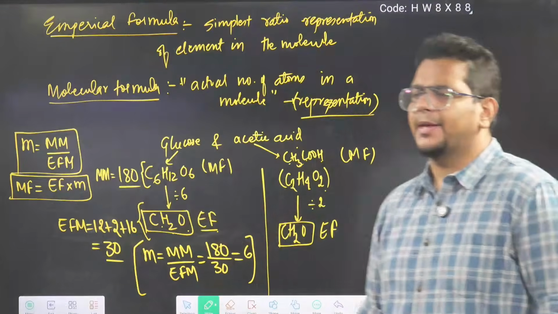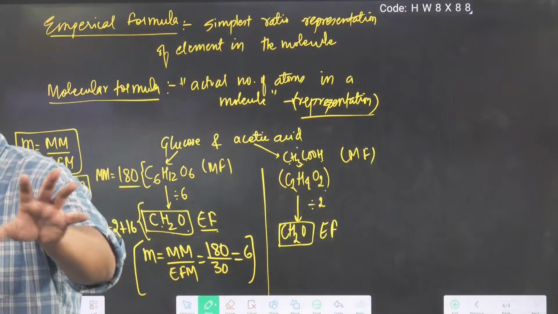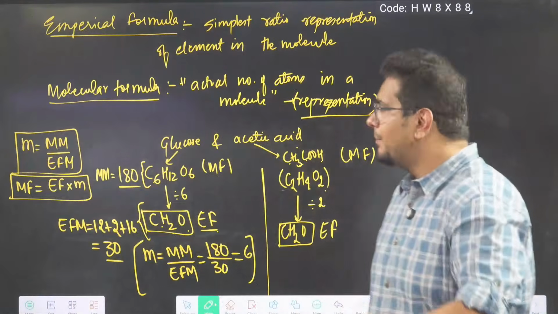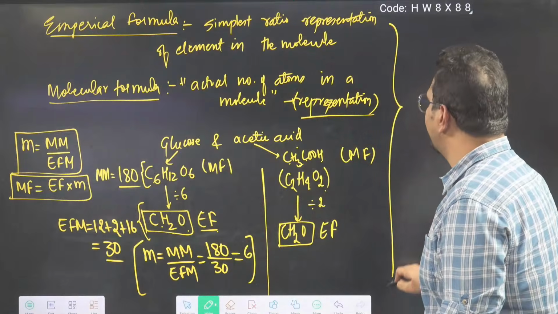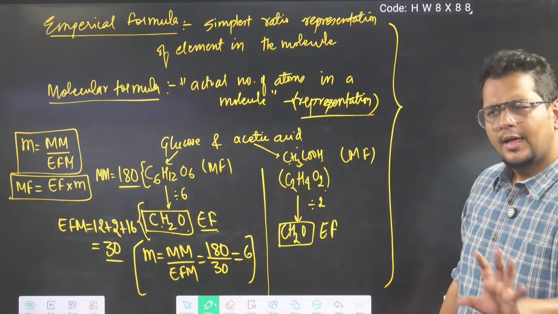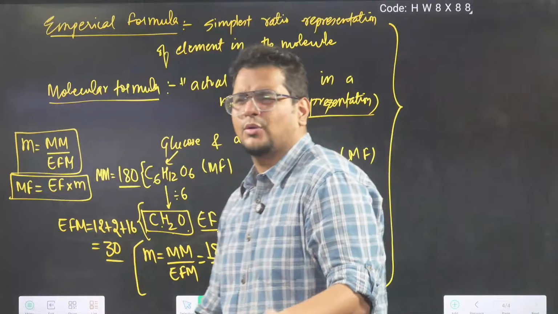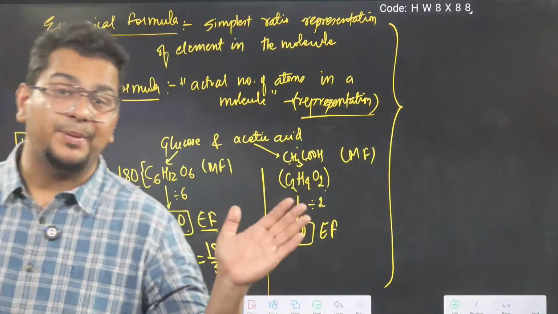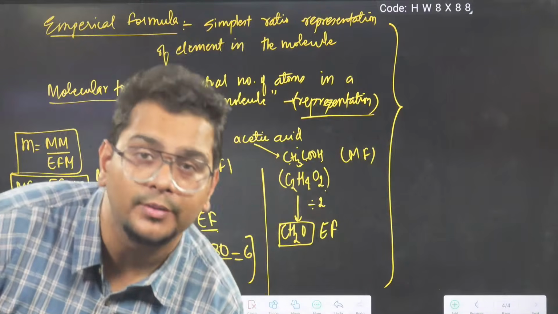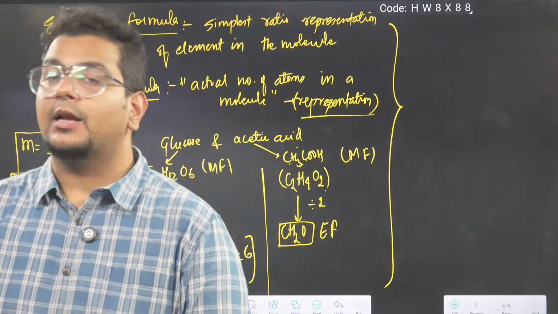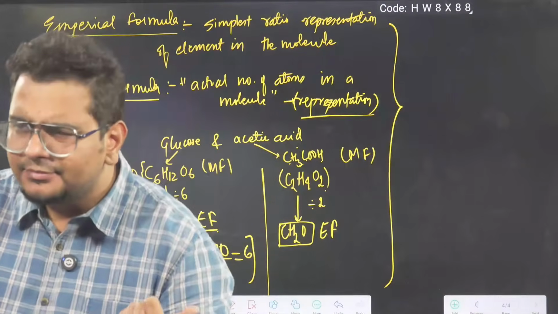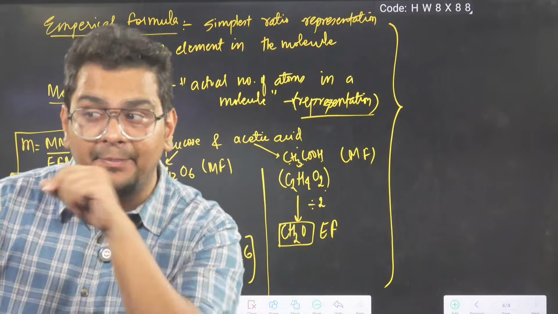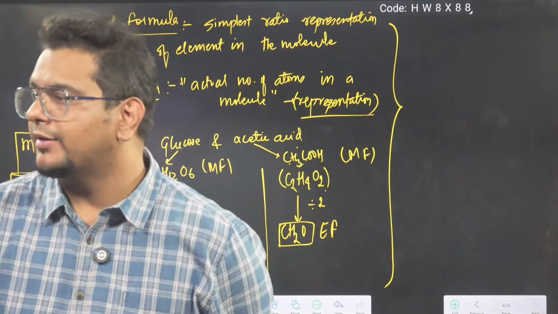Molecular mass by empirical formula mass. Don't worry, when we solve the question, you will get a better idea. But is the basic theory clear to everyone? Molecular formula is the actual formula of the molecule. Empirical formula is the simplest whole number formula of the molecule. Molecular mass divided by empirical formula mass will give me one integer. If I multiply that with the empirical formula, I will get my molecular formula.